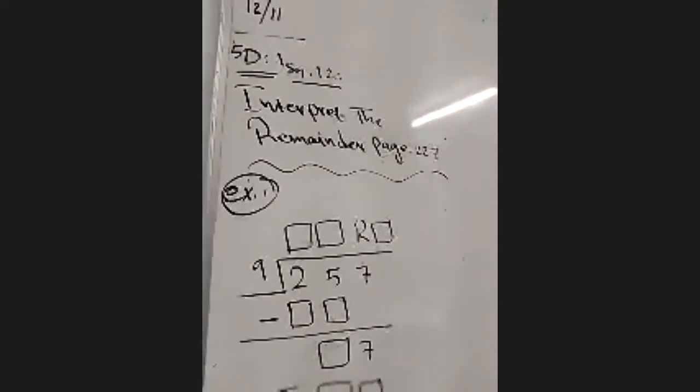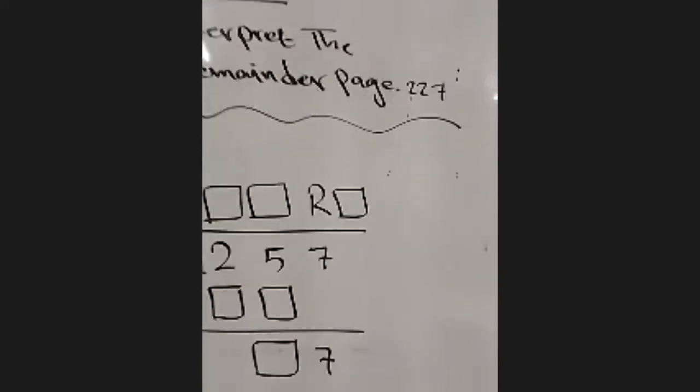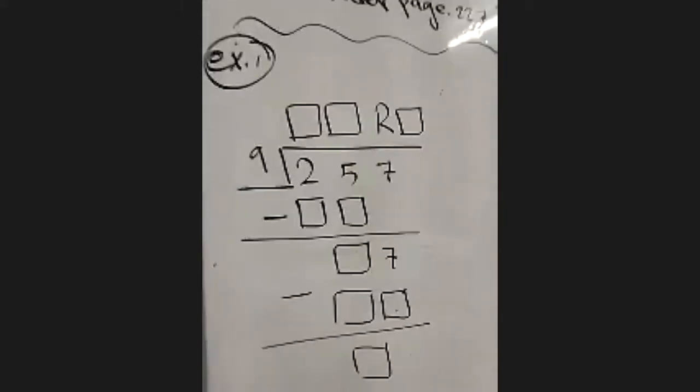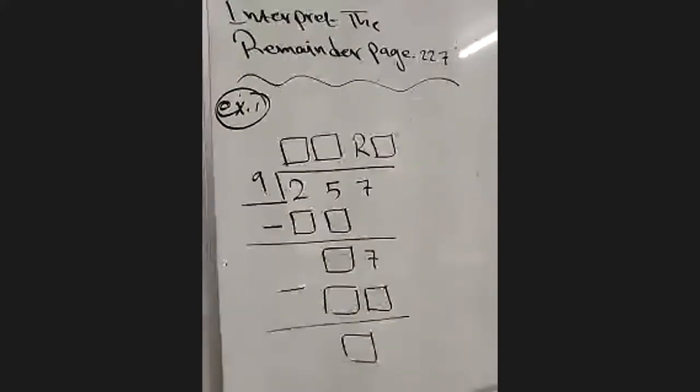Okay, guys, today we'll take lesson 12, inshallah, interpret the remainder, page 227. Interpret the remainder means to understand what the remainder represents. In the previous lesson, we talked about how to divide with zeros in quotients. Today we'll continue in division, but we'll talk about the remainder and the quotient, and what they represent in the question. So we'll deal with problem solving here. We'll start on page 227 with example 1.